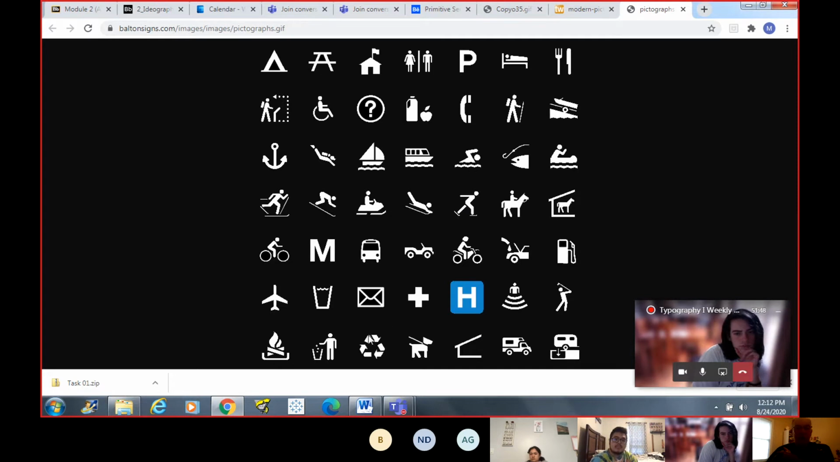So this is a pictogram of arrows going in a triangular shape, but we know that means recycling. It's a tent, or we know that means camping. Okay.